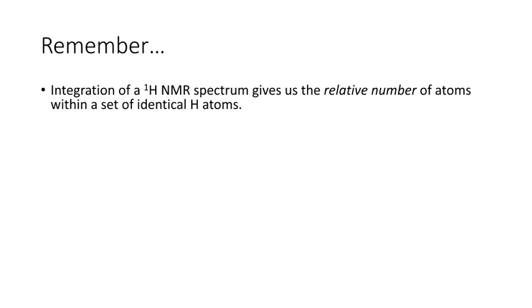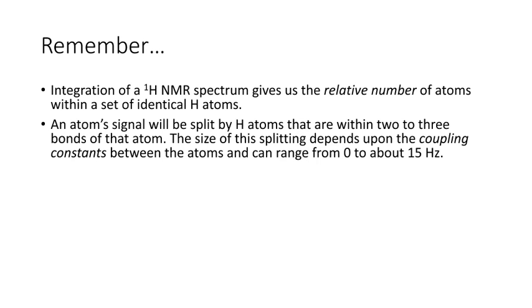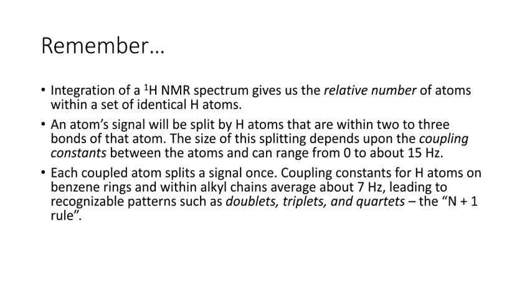That's how it goes. Remember, integration of a proton spectrum gives us the relative number of atoms within a set of identical hydrogens. An atom's signal will be split by hydrogens that are within 2 to 3 bonds of that atom. The size of the splitting depends upon the coupling constants between the atoms and can range from 0 to about 15 Hertz. Each coupled atom splits the signal once. Coupling constants for H atoms on benzene rings and within alkyl chains average about 7 Hertz, leading to recognizable patterns such as doublets, triplets, and quartets, the N+1 rule.